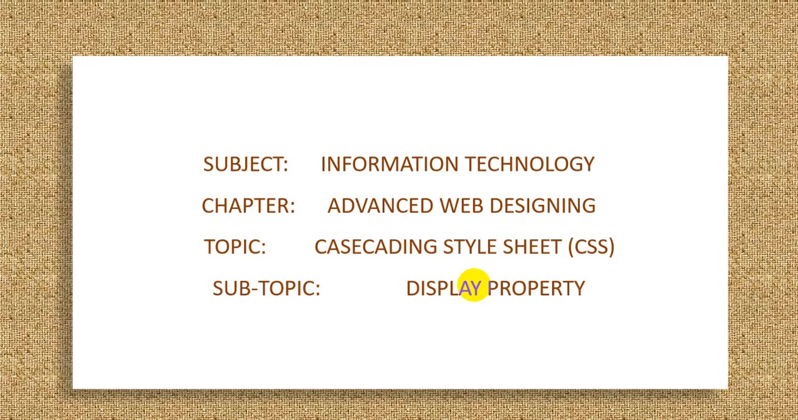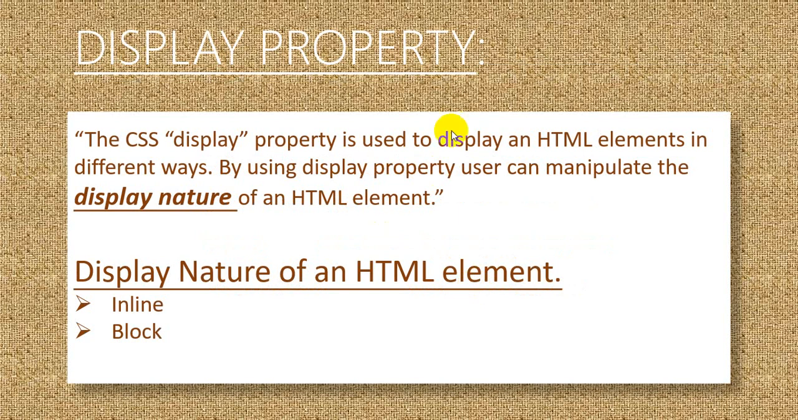The basic thing is that the display property is used to manipulate or change the natural or original value of display that is given by HTML. You can change its display property. See the definition: the CSS display property is used to display an HTML element in different ways. Different ways means you can display an inline element as block, and you can display a block element as inline.